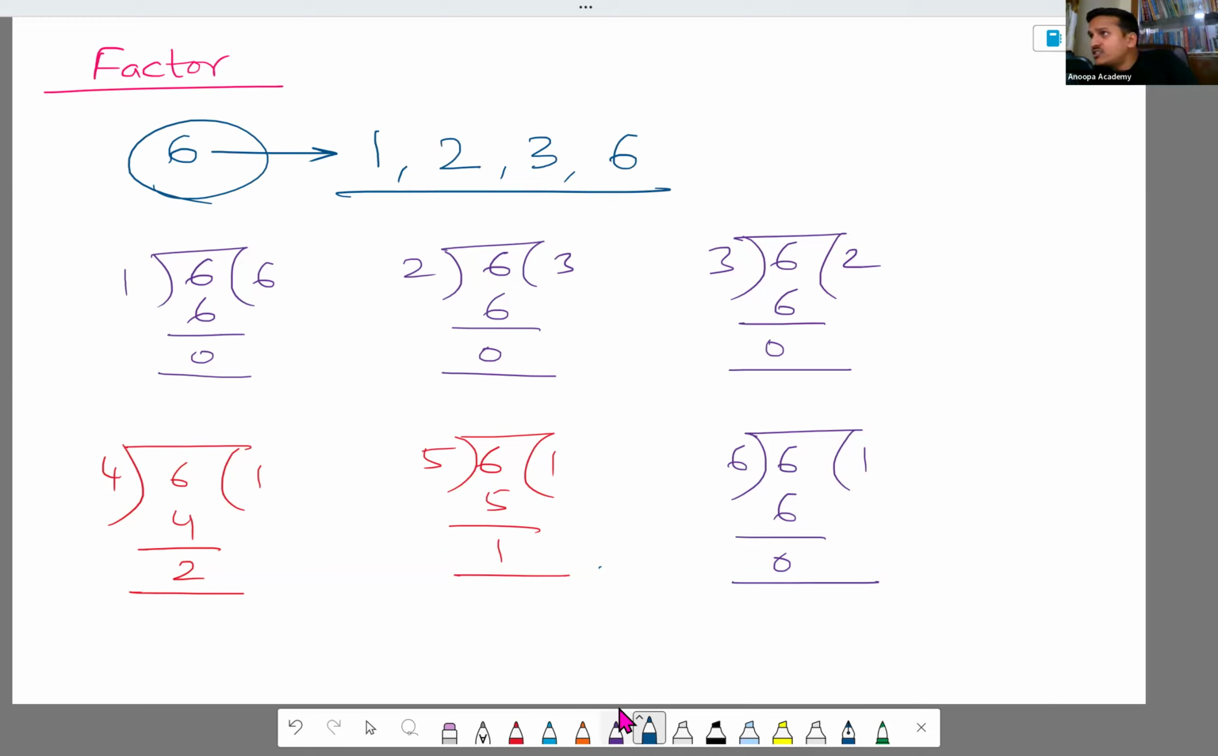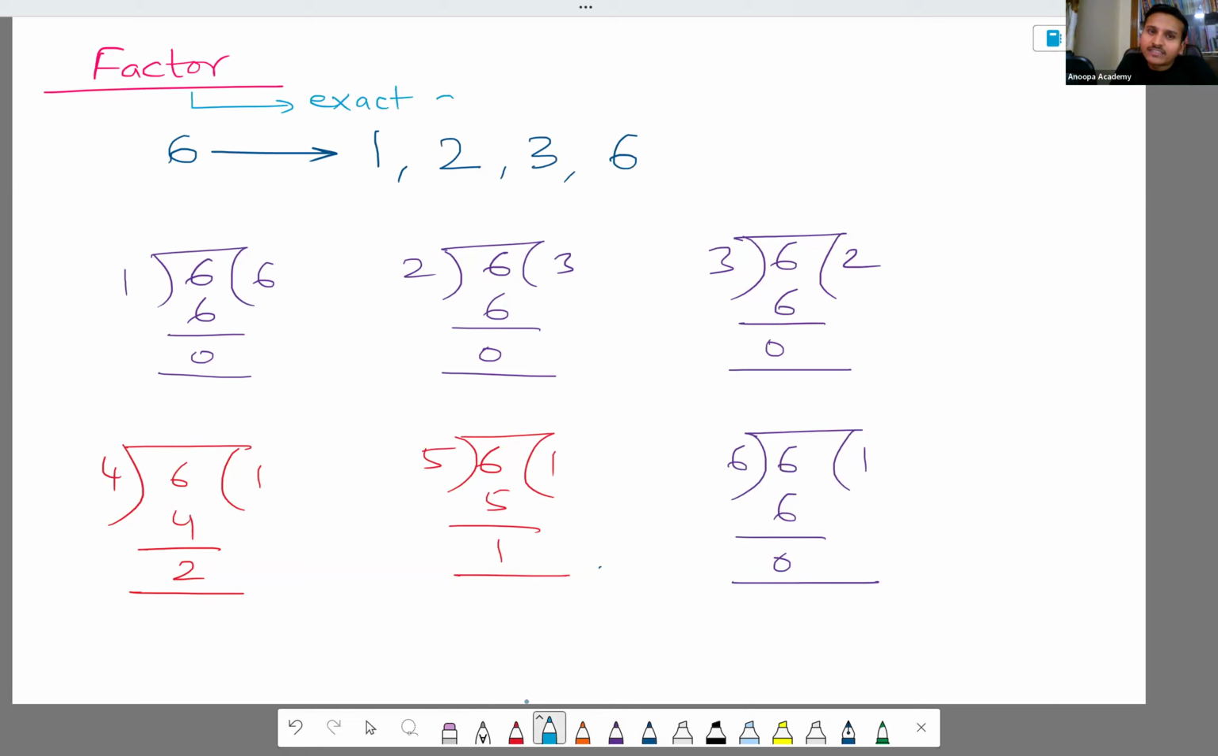So factors of any given number are the exact divisors. What do you mean by factor? They are the exact divisors. Exact divisors means what? Remainder should be 0. Are you all getting or not getting? Yes or no? Very nice. So factors, I will write here. Factors are nothing but exact divisors.